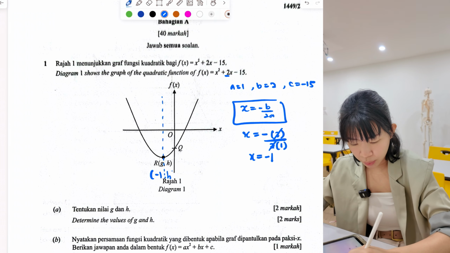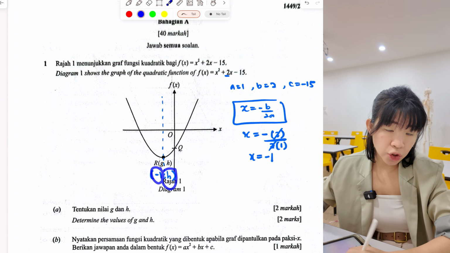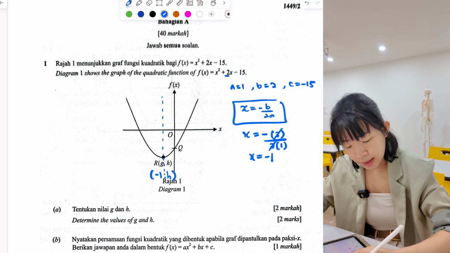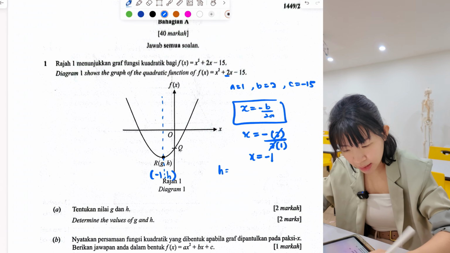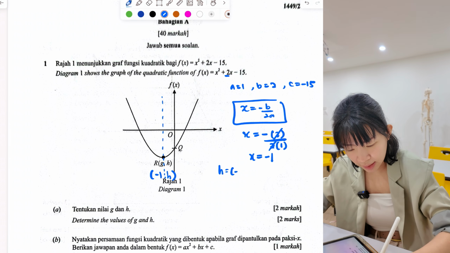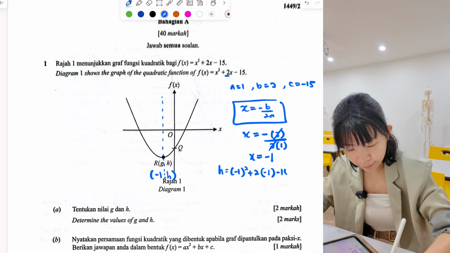Okay, then h we don't know. Now whenever in a coordinate you know x and you want to find y, we sub into the quadratic function and you'll be able to get it. So h is actually f(x). Now sub into this. x we already found is negative 1. So negative 1 squared plus 2 times negative 1, minus 15.